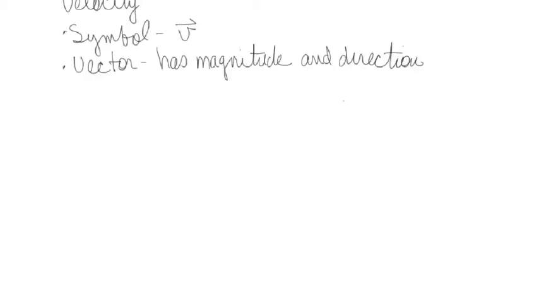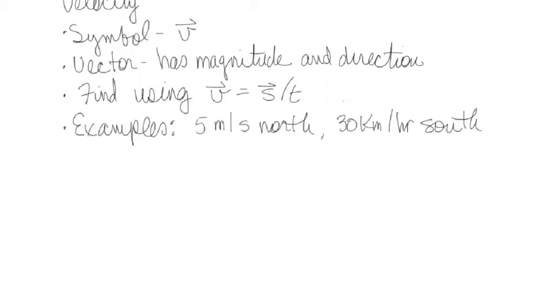We're going to talk about velocity, and as you see, it's given the symbol v with the arrow, indicating that it is a vector. And as a vector, it has magnitude and direction. We find velocity by dividing the displacement by the time. Two examples of velocity are 5 meters per second north and 30 kilometers per hour south.